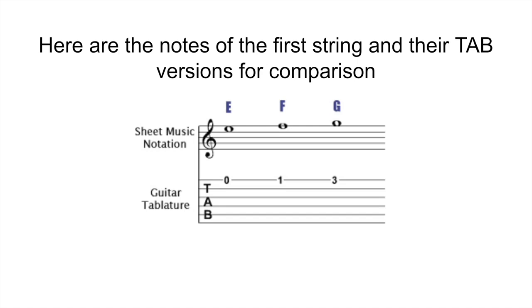Here are the notes for the first string and their tab versions for comparison. So the last couple of weeks we've been playing the guitar tablature underneath, the open, 1, 3. All we're going to do is translate that into note form with the sheet music notation above. You can see the equivalents of what they would look like in the notation.